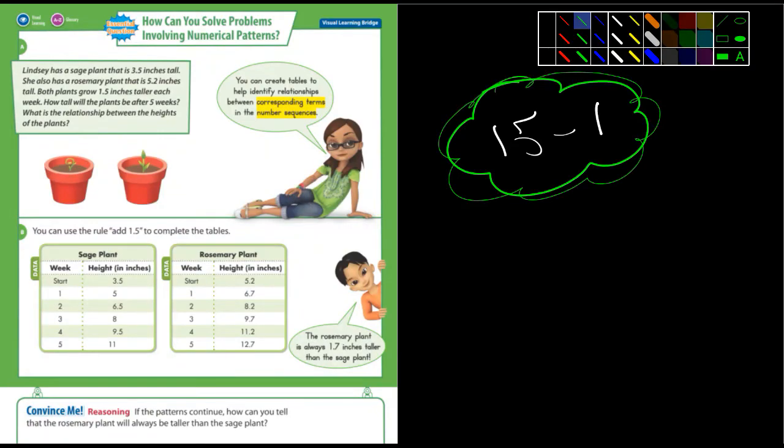Okay, fifth graders, we are starting chapter 15, section 1.